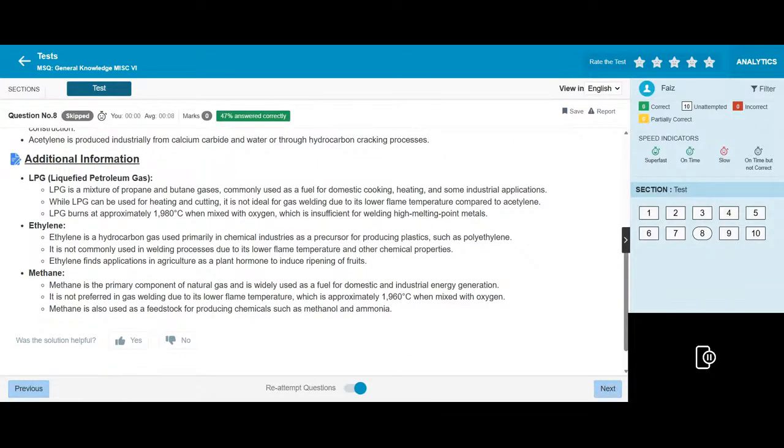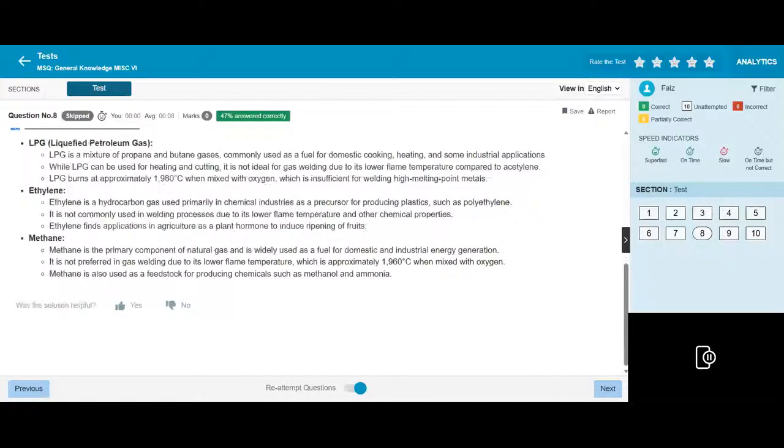LPG is a mixture of propane and butane gas commonly used as a fuel for domestic cooking, heating, and some industrial applications. Propane, butane. While LPG can be used for heating and cutting, it is not ideal for welding as it has a lower flame temperature compared to acetylene, which burns at a much higher temperature when mixed with oxygen.